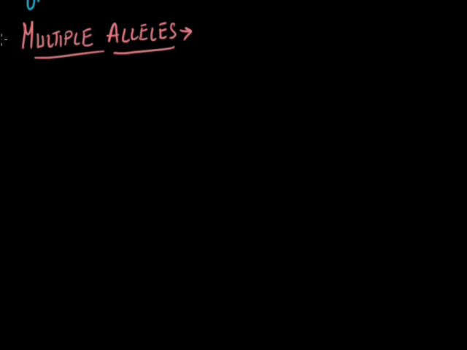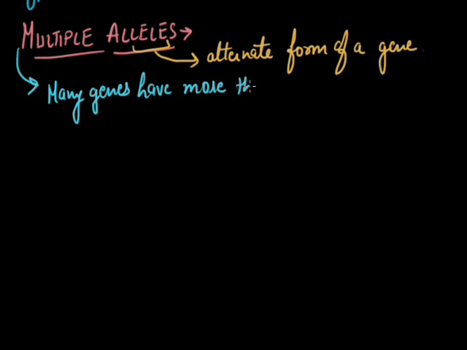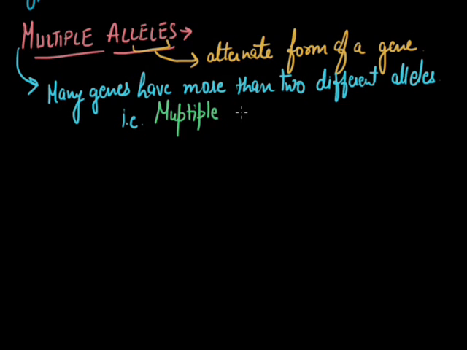As we all know, alleles are the alternate forms of a gene. For a single character, we have two types of traits, one dominant and the other recessive. Now, first we will deal with the definition of multiple alleles. Many genes have more than two different alleles. The minimum number of alleles for a single gene is two, and it can vary. Those that have more than two types of alleles are called multiple alleles.